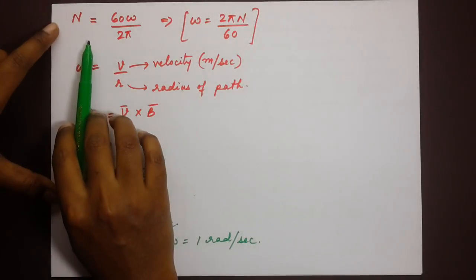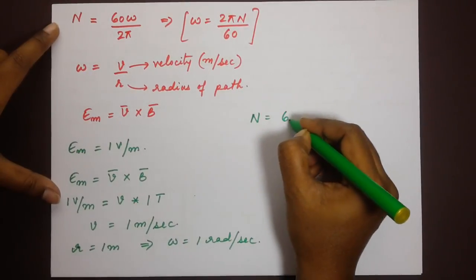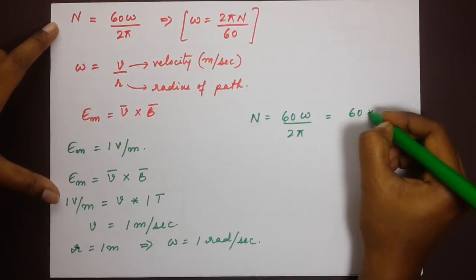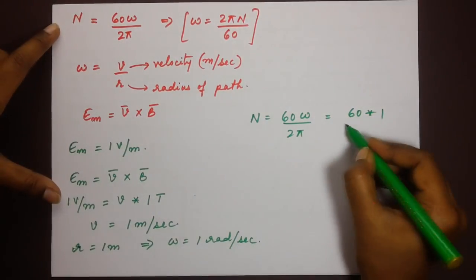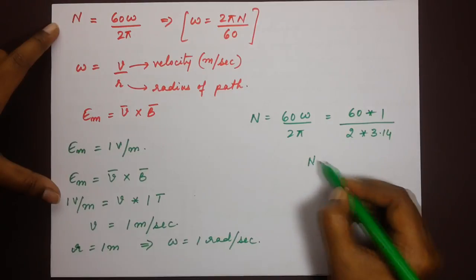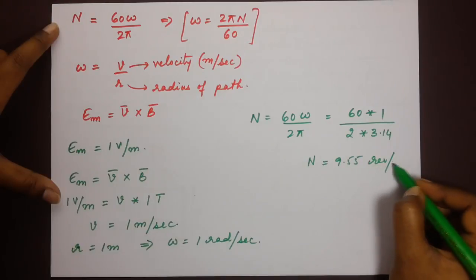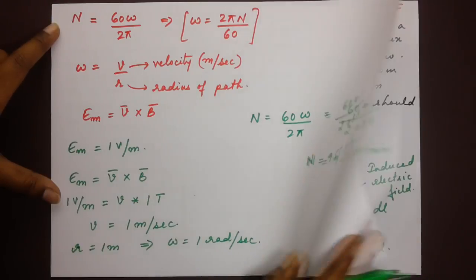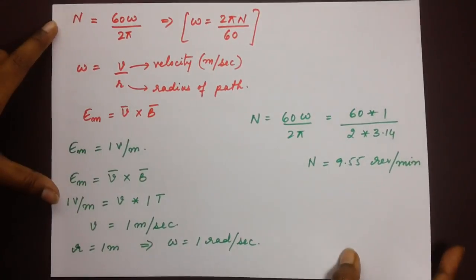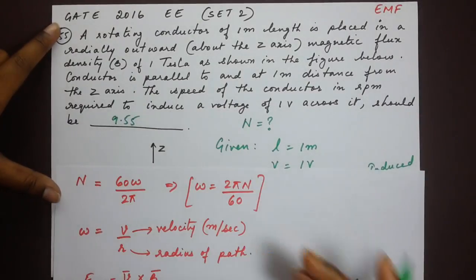Now, let us see if we can substitute here. Oh, we just need omega here. So n is equal to 60 omega by 2 pi. 60 into 1 radian per second divided by 2 into 3.14. So the speed would be 9.55 per minute. So this is the final answer here, 9.55.